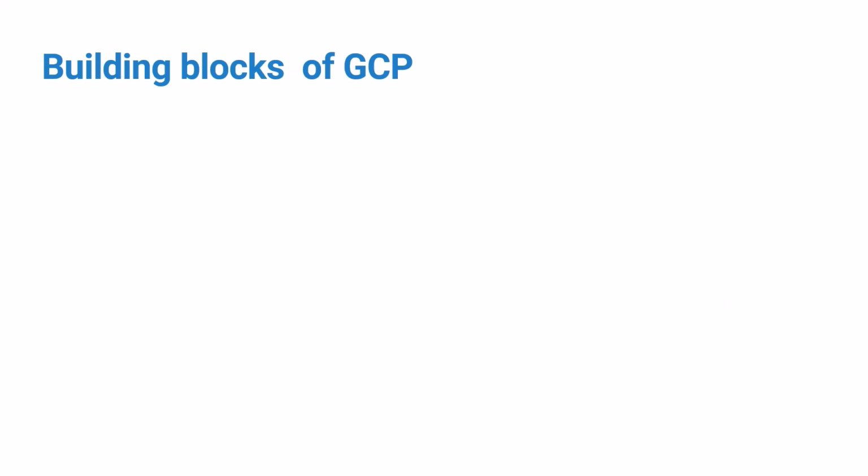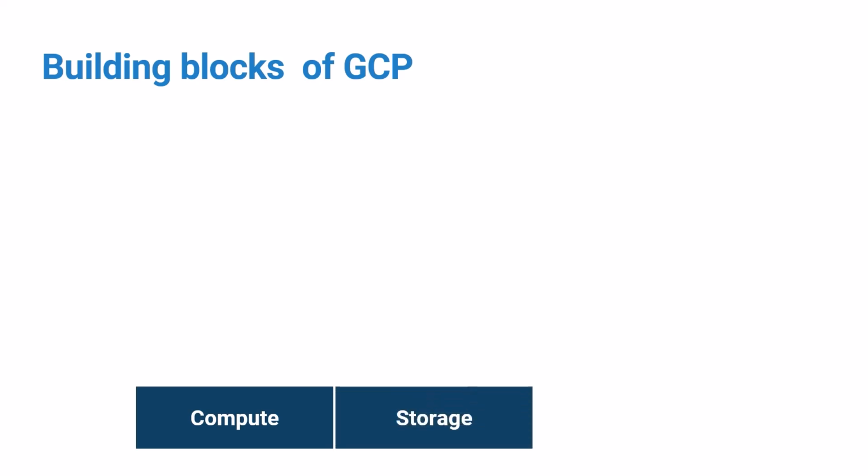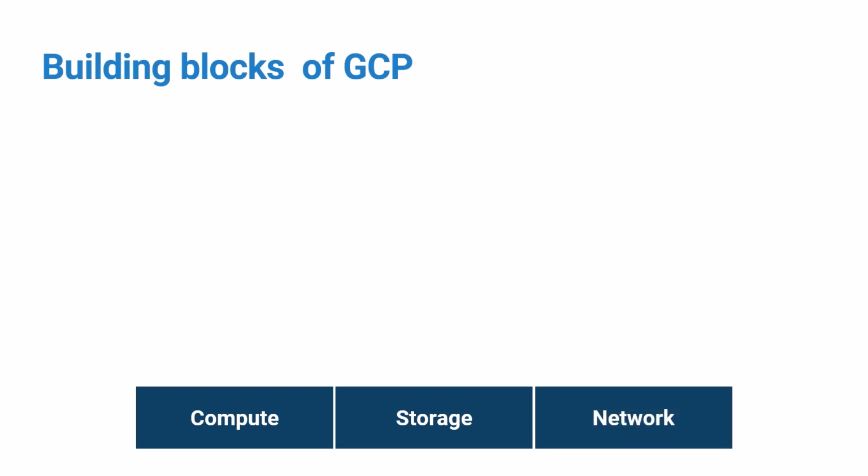Like most cloud providers, Google has an expansive set of offerings. At the bottom of the stack, we can see compute, and compute is the most essential building block of Google Cloud infrastructure. Then we can see storage, which provides durability and persistence to the applications. We can also see network, which enables communication across multiple applications and services offered by Google.